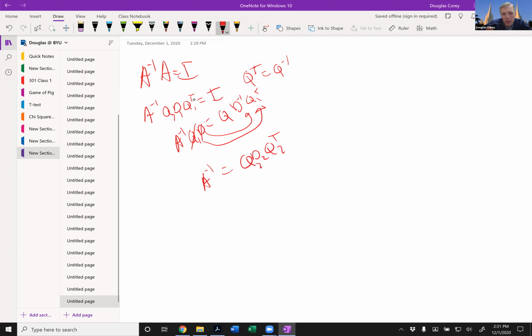So yeah, it all works out. Yep, Q and Q transpose end up being the same matrices that we need. So that's how the proof would go. Okay.